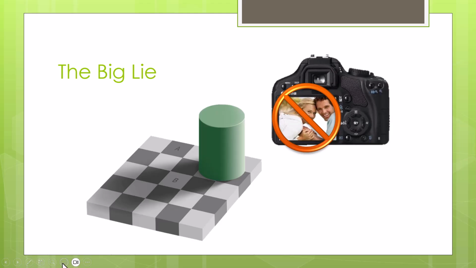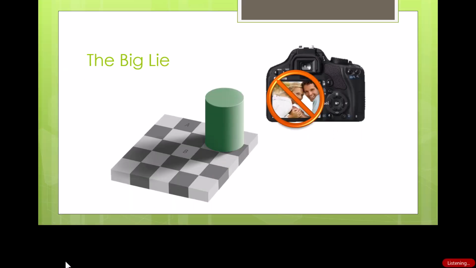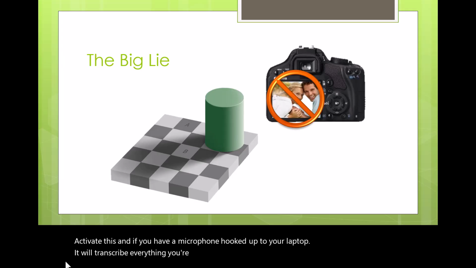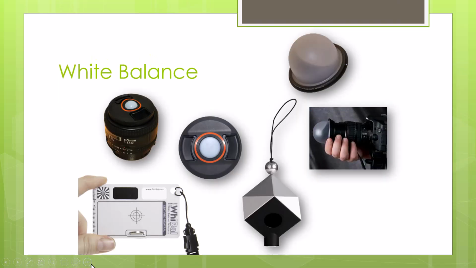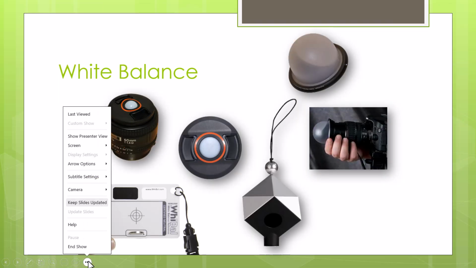We could activate the subtitle feature, and this is pretty interesting because if you're giving a live presentation, but you want to have live subtitles, you can activate this, and if you have a microphone hooked up to your laptop, it will transcribe everything that you're saying in real time. So this is great when you're giving a live presentation, but there might be people in the audience with hearing challenges. And if we go to the ellipse button, the options button, we have a variety of other options.